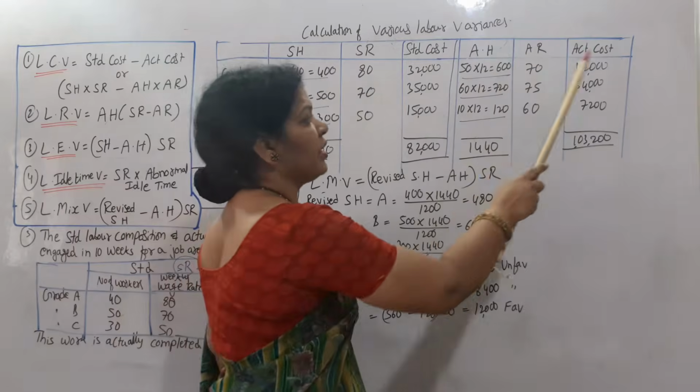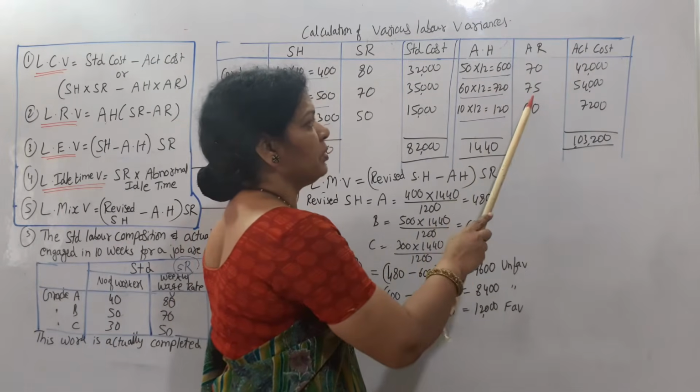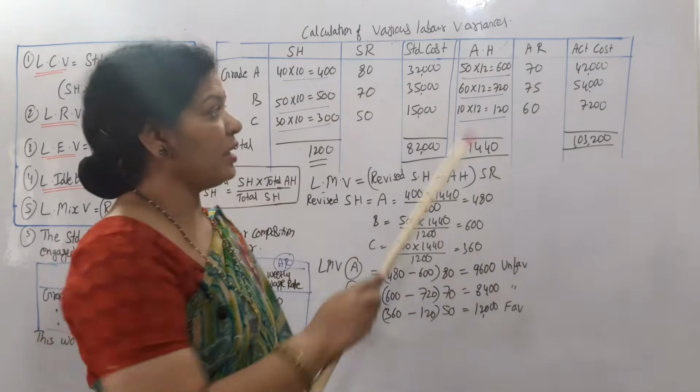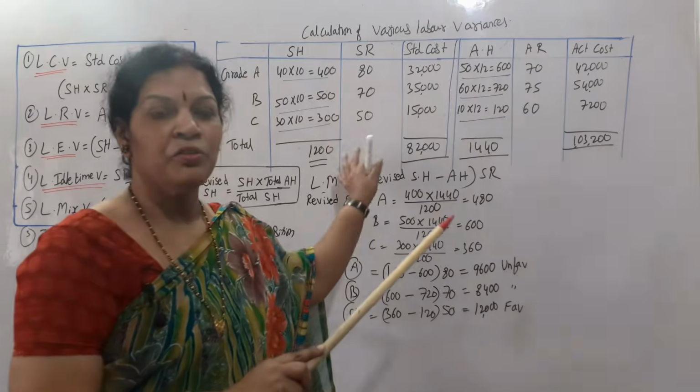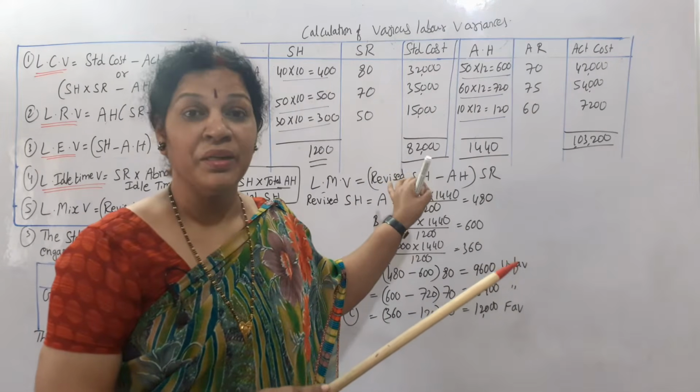Now total actual cost: 600 into 70, 42,000. 720 into 75, 54,000. 120 into 60, 7,200. Like that, you got this table. Once you prepare this table, it will be easy for us to calculate the labor mix variance.